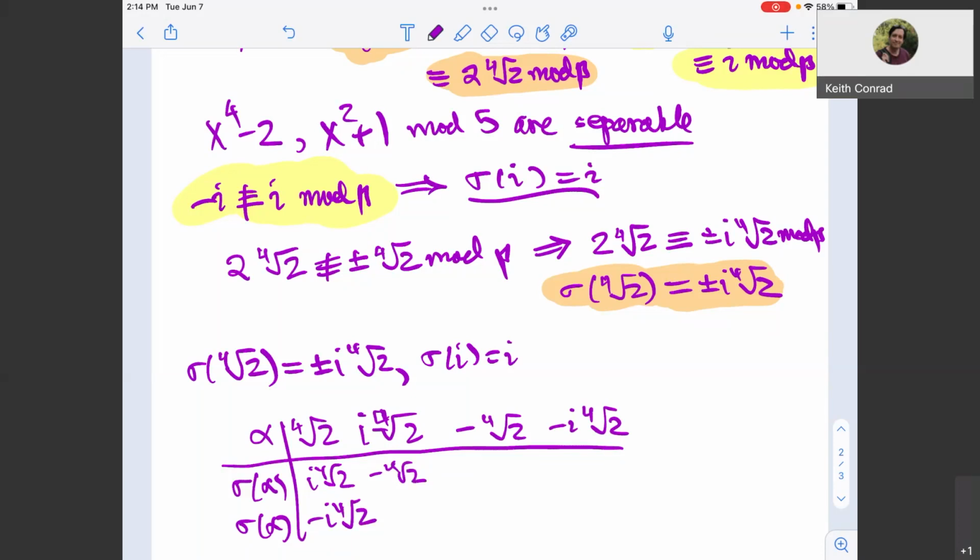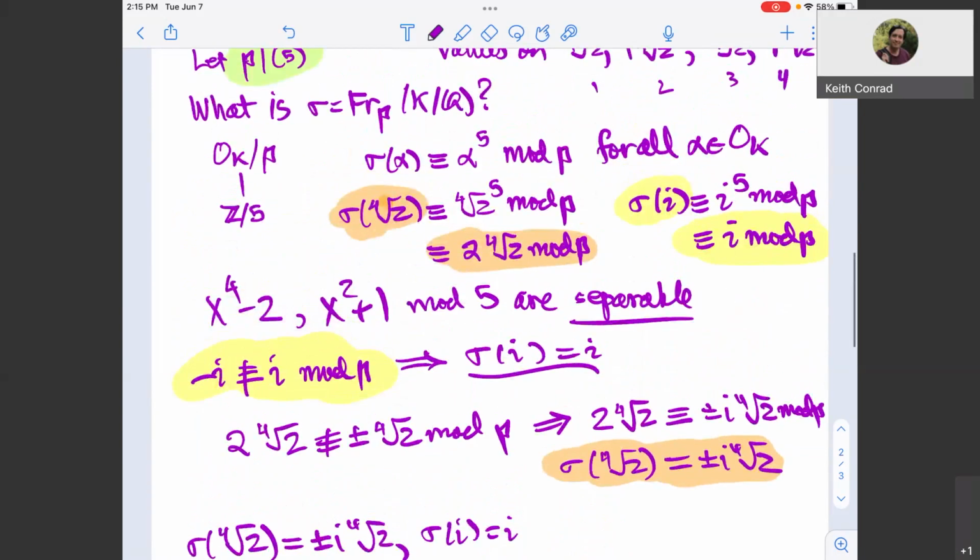And minus the 4th root of 2 is going to go to the negative of the first thing. And minus i times the 4th root of 2 goes to the negative of what i times the 4th root of 2 goes to. So there we go. In the second case, if the 4th root of 2 goes to minus i times the 4th root of 2, then i times the 4th root of 2, sigma multiplicative, i is fixed, goes to i times what we just found. So i times minus i is 1. So that's the 4th root of 2. Minus the 4th root of 2 goes to the negative of the first thing, and minus i times that goes to the negative of the second thing. Okay, so what permutations are these of the four?